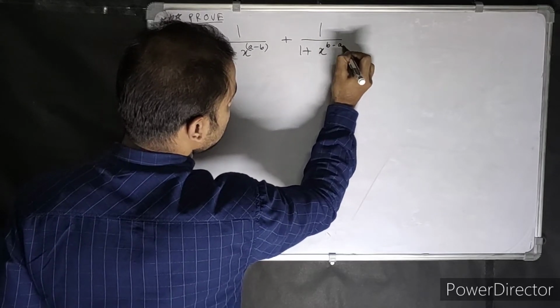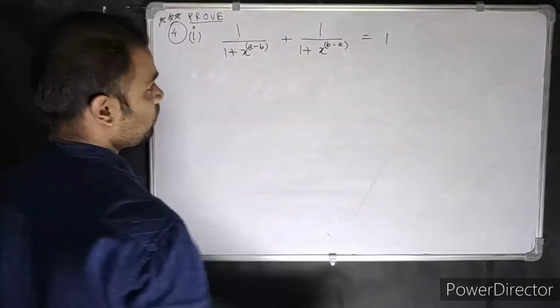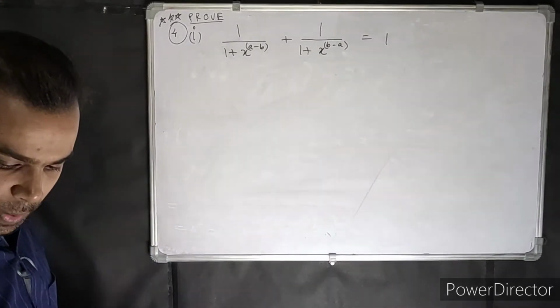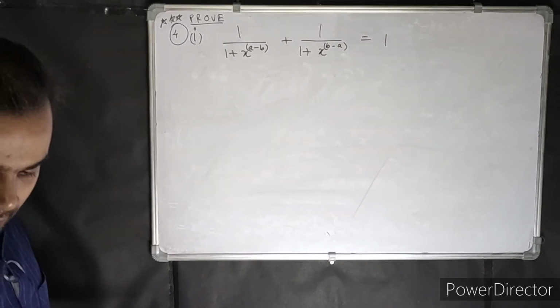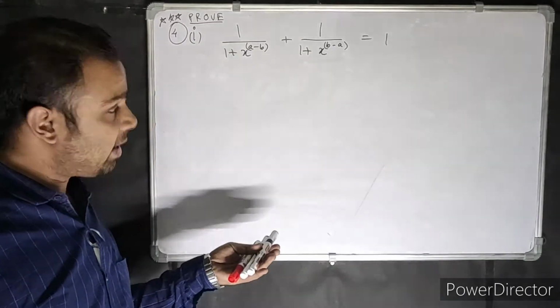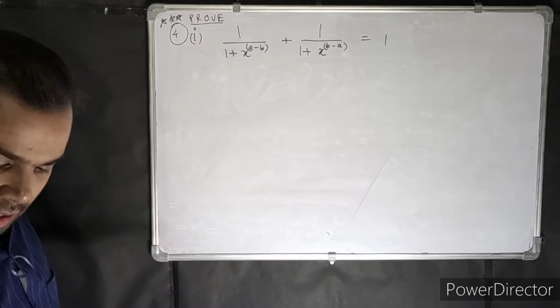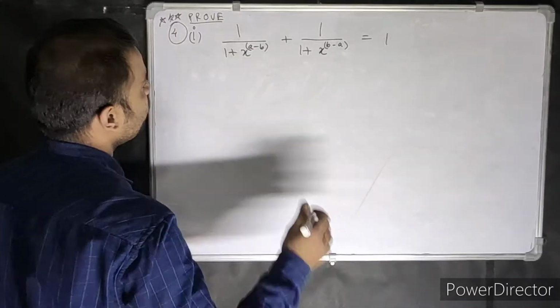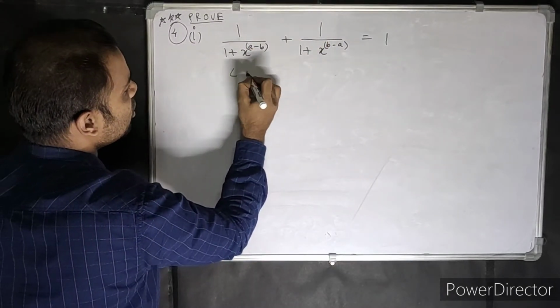Plus 1 by 1 plus x to the power b minus a is equal to 1. That's what you have to prove. Okay, 1 divided by 1 plus x to the power a minus b, plus 1 divided by 1 plus x to the power b minus a is equal to 1. It's all correct. Okay, now we start proving. How do you do? Start with your LHS, simple.